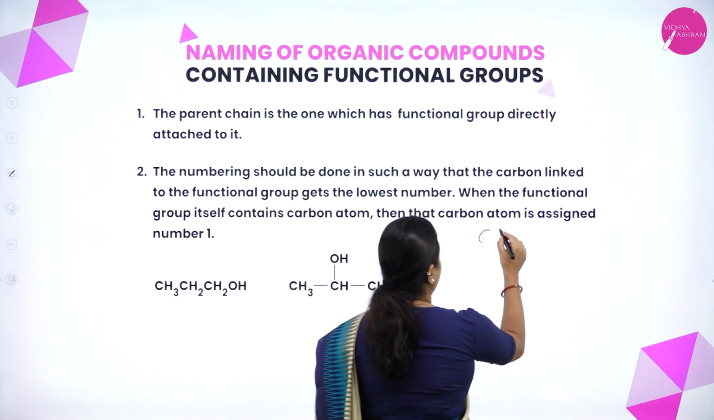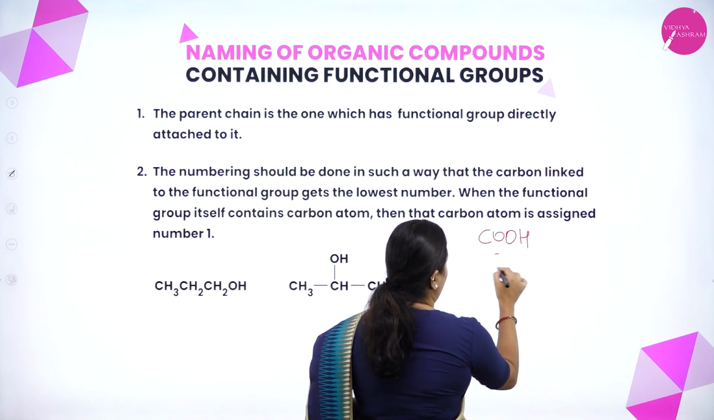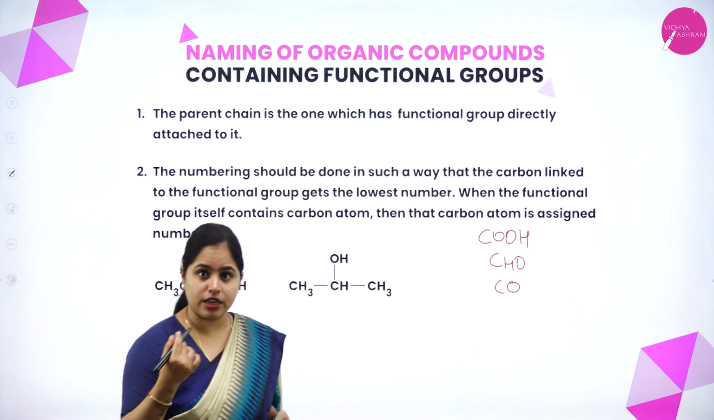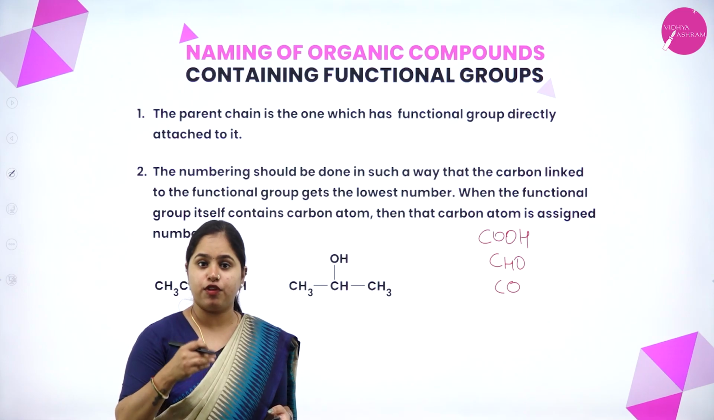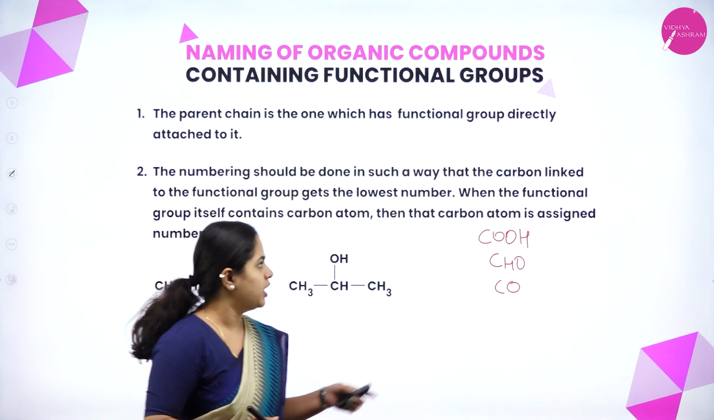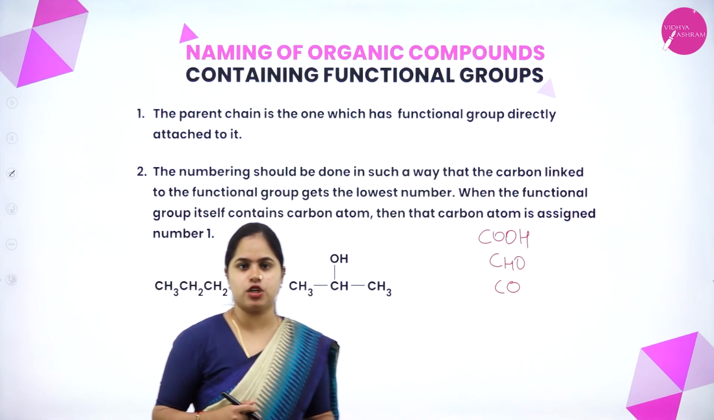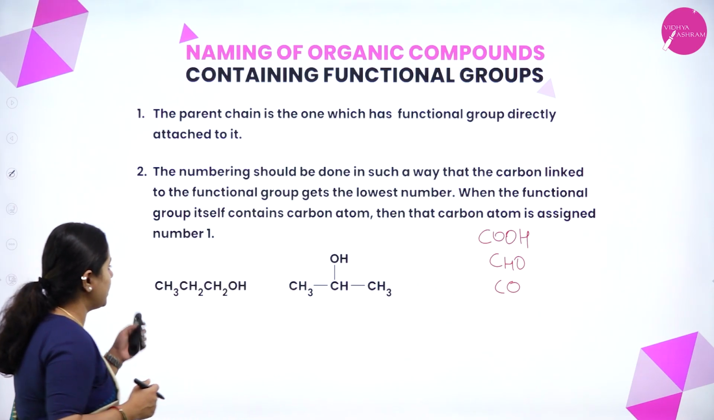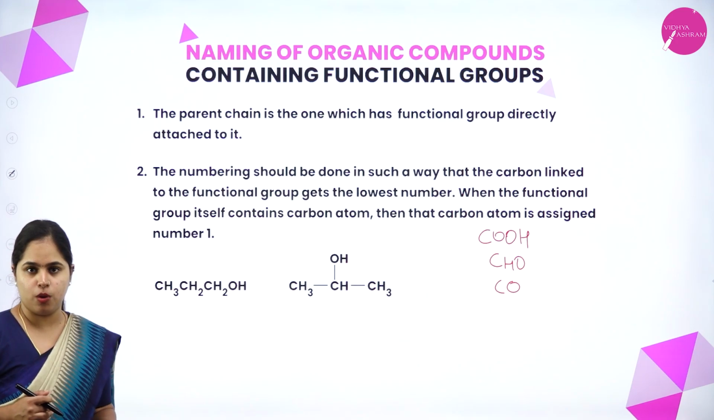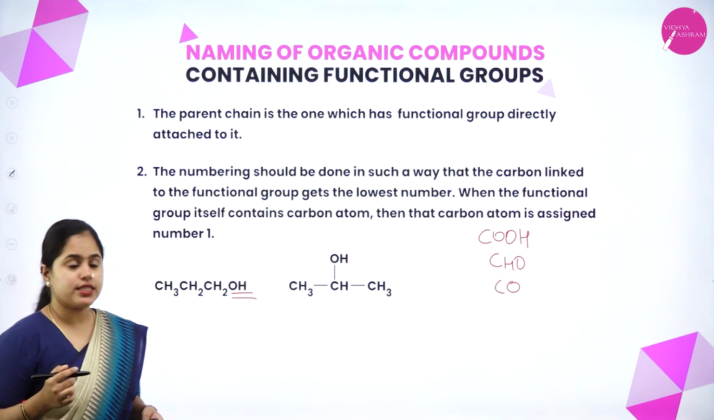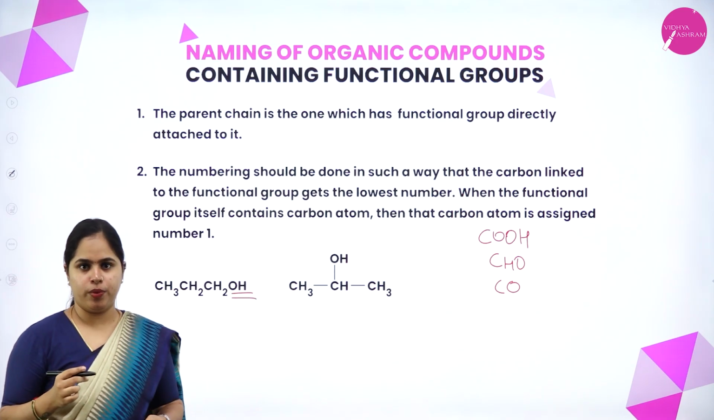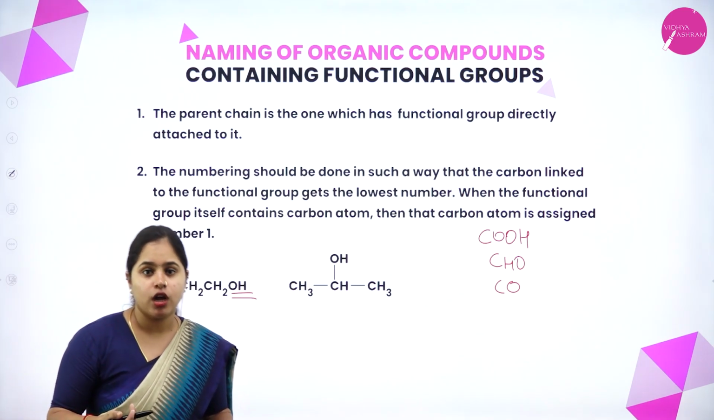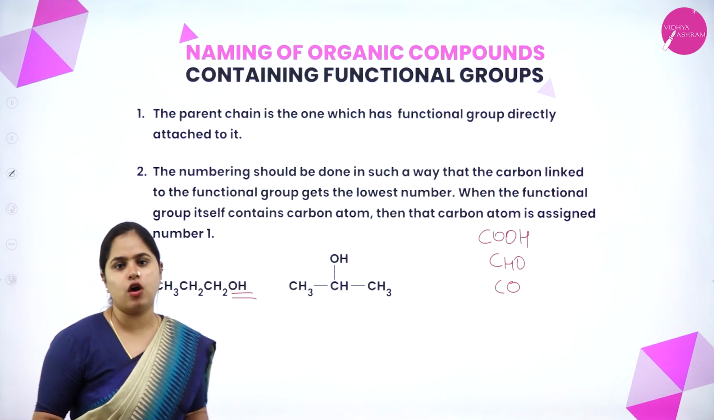For example, carboxylic acid, aldehyde, ketone. In all these cases, you can find carbon atoms in the functional group itself, right? So the numbering should start from there. So let's take an example of the first compound that you can see. As you can see, there is an OH group present, so that means your compound is an alcohol, right?